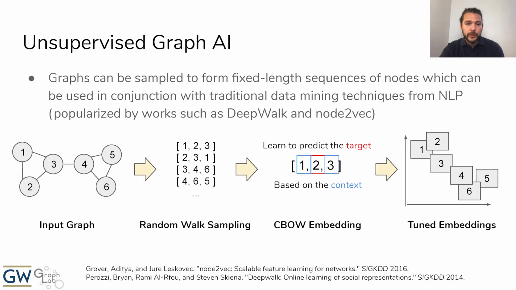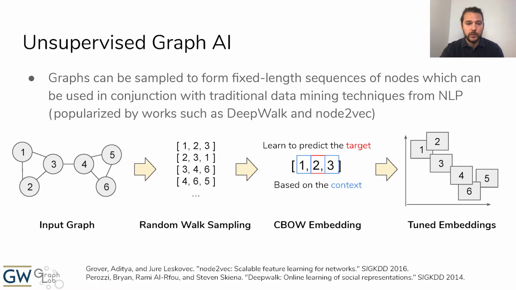So what do we do about this? Well, it turns out graphs can be sampled by random walks, and the resulting sequences of nodes are much more amenable to some existing data mining techniques, such as those from sequence-based domains such as natural language processing. This approach was popularized by works such as DeepWalk and Node2Vec. The figure at the bottom walks through an example of how this could work.